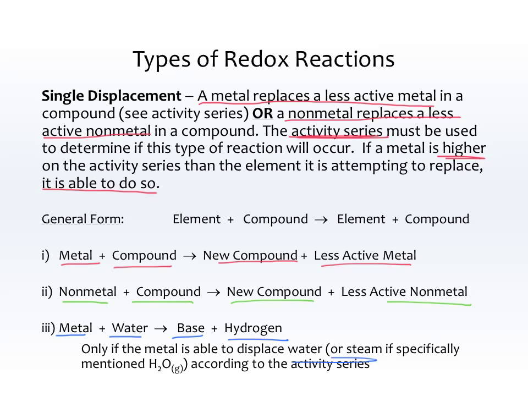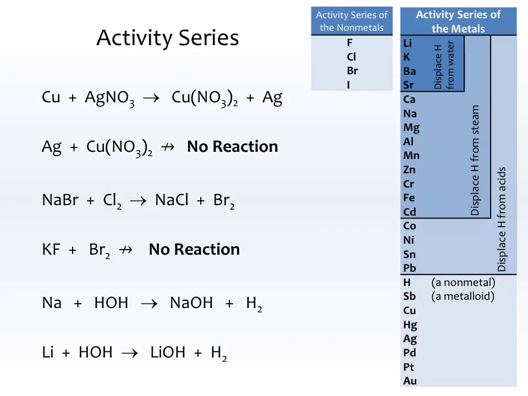So again, we're going to be looking at this activity series. Here's what the activity series looks like. There are 2 of them, one for the metals, the big giant one on the right, which is on the left-hand side of your notes, and the other for the nonmetals, the little baby one that's on the left, which is on the right-hand side of your notes. So we'll start with the metal and nonmetal.